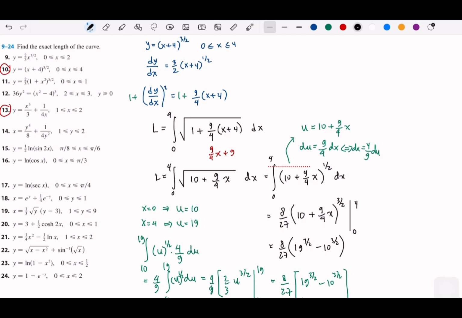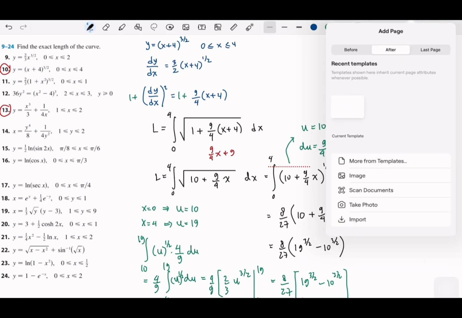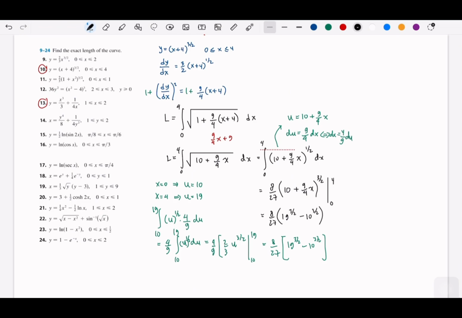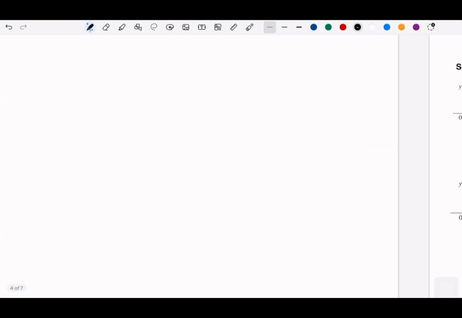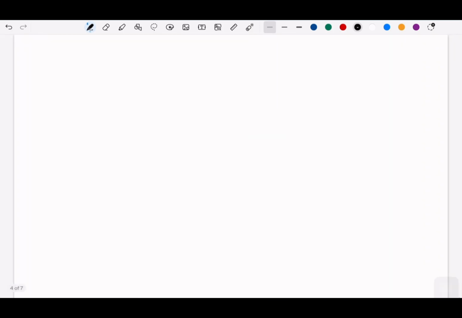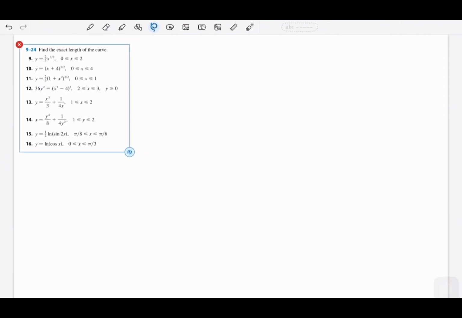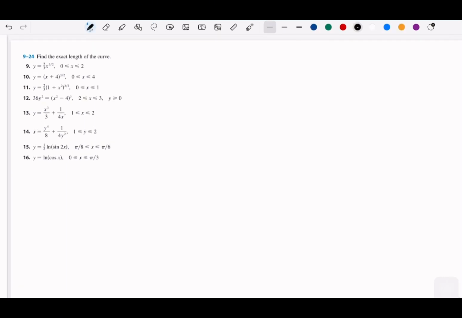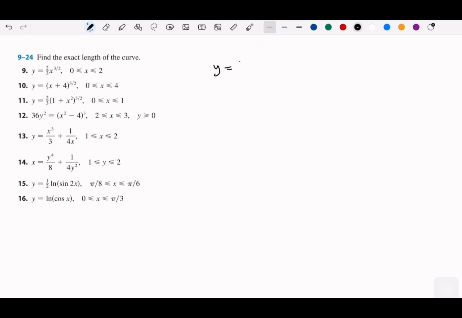Can I turn the page or still write this one? Okay. Okay, let me add the page. Let me copy the question. Oh wait, wrong. 13, right?